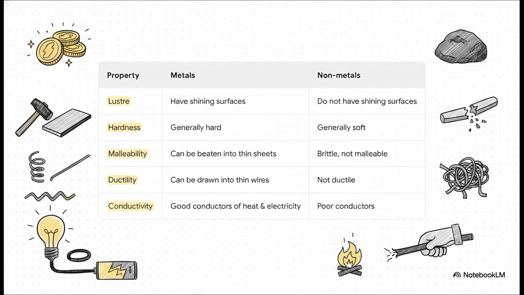And here it is, our evidence locker. This table basically lays out all the classic tells for each group. You can see metals are usually shiny, hard, and you can reshape them. Nonmetals? Pretty much the opposite. Dull, soft, and if you try to reshape them, they break. Let's dig into a few of these clues a bit more closely.